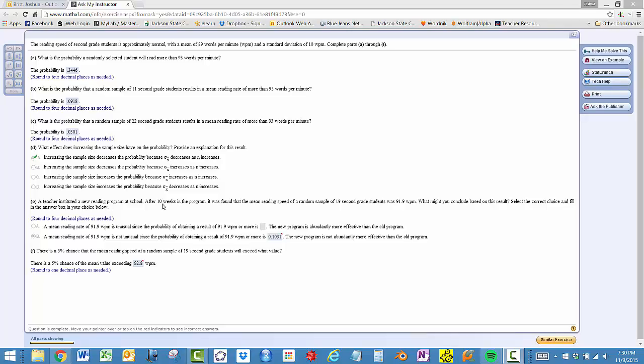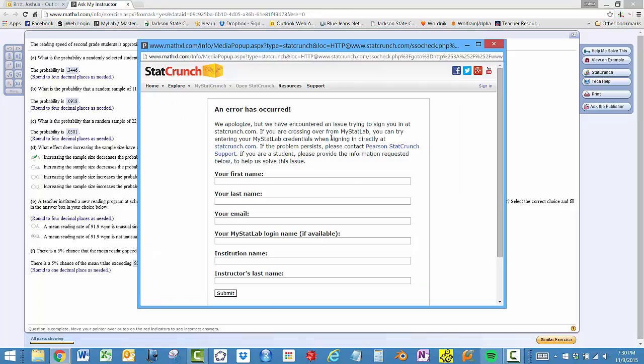Okay, for this question, we have a teacher who instituted a new reading program at school, and after 10 weeks in the program, it was found the mean reading speed of a random sample of 19 second grade students was 91.9. What might you conclude based on the results? So we really want to figure out how likely it is to get this kind of result. So we can find the probability here by going to StatCrunch.